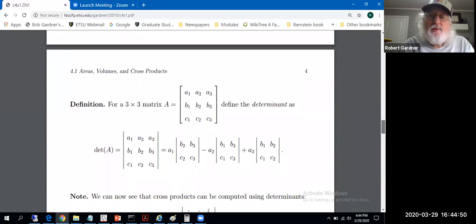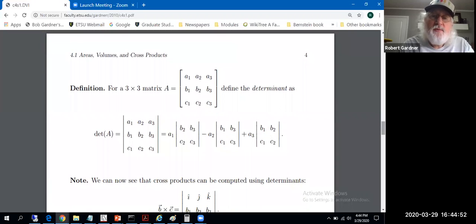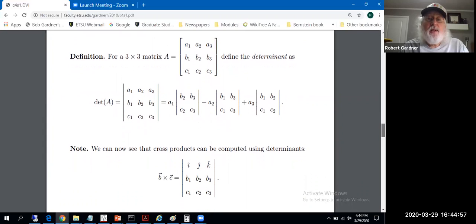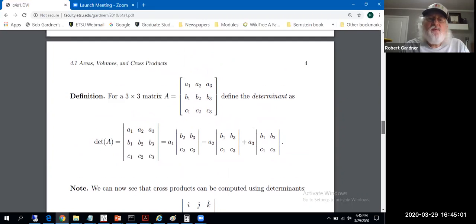All right, next we'll define the determinant of a 3x3 matrix, and this will be intimately related to the way we compute cross products. But let me cut this video here and we'll go to a second video for this section and finish up the section.